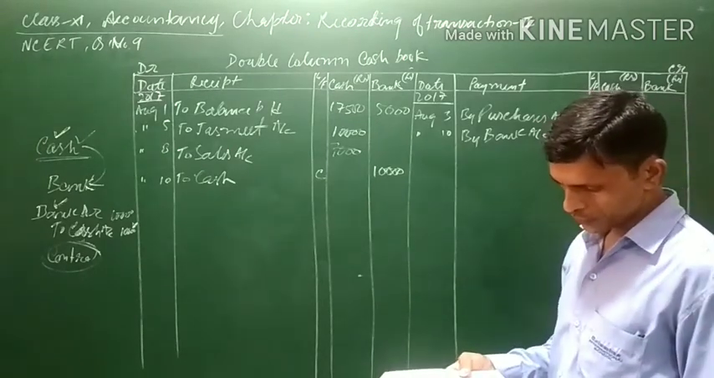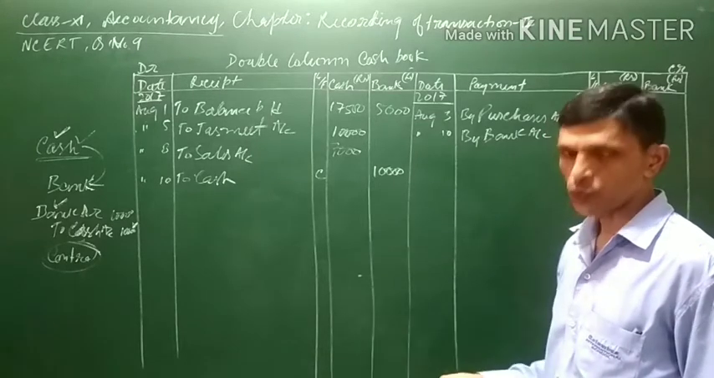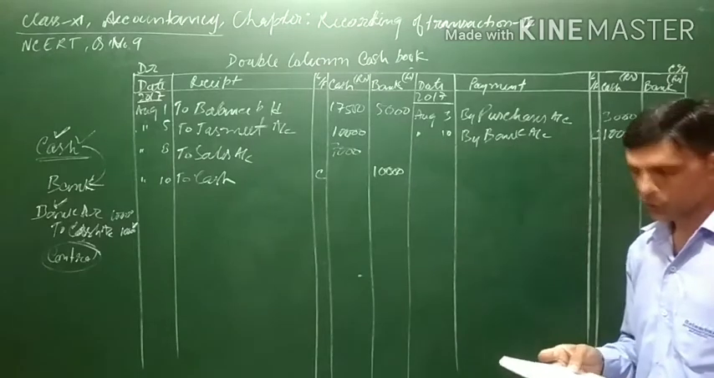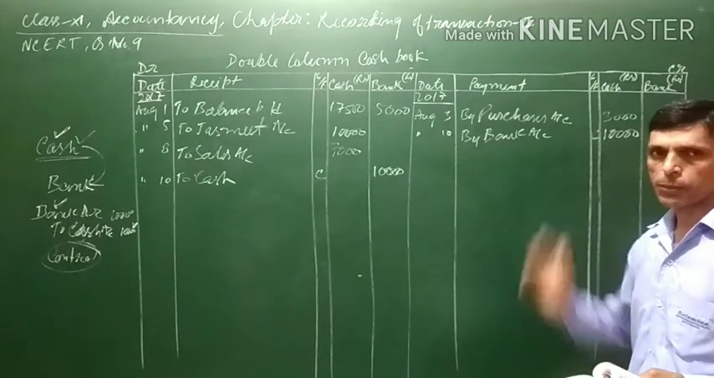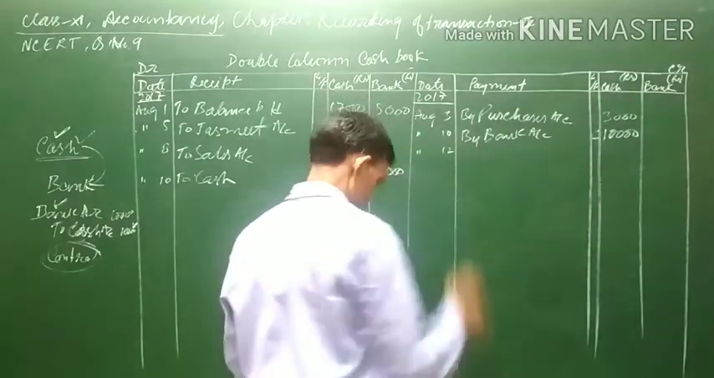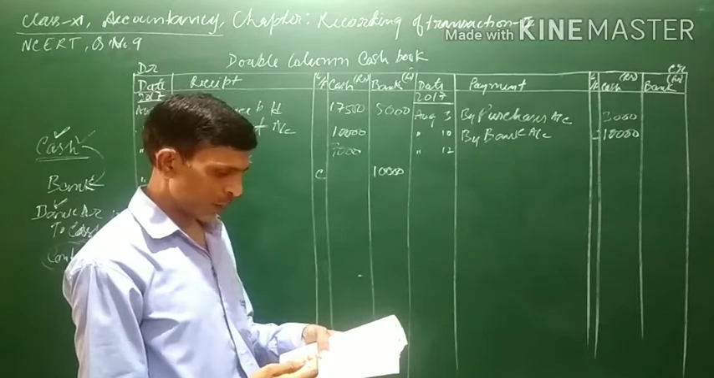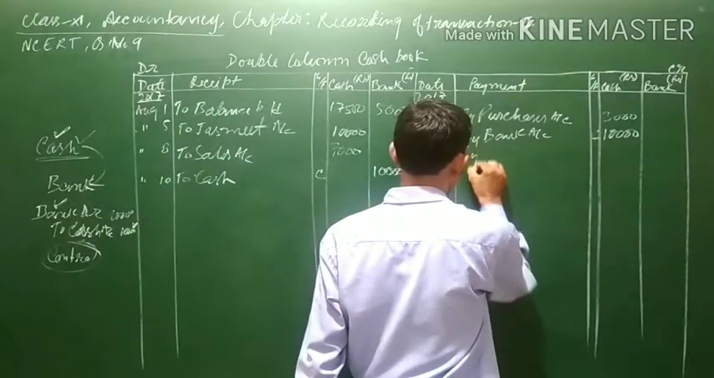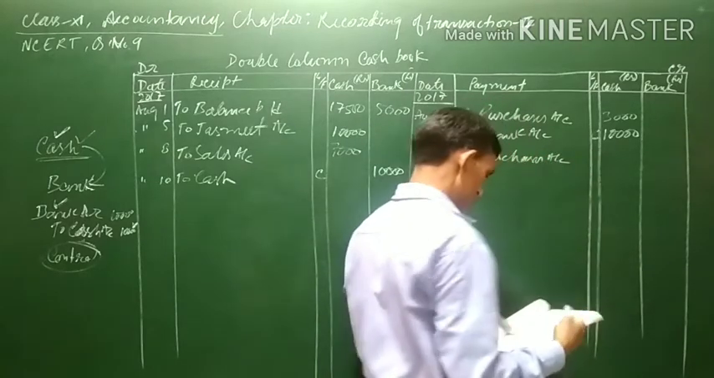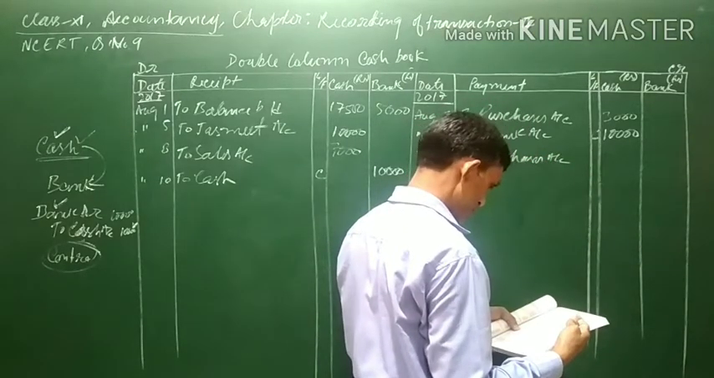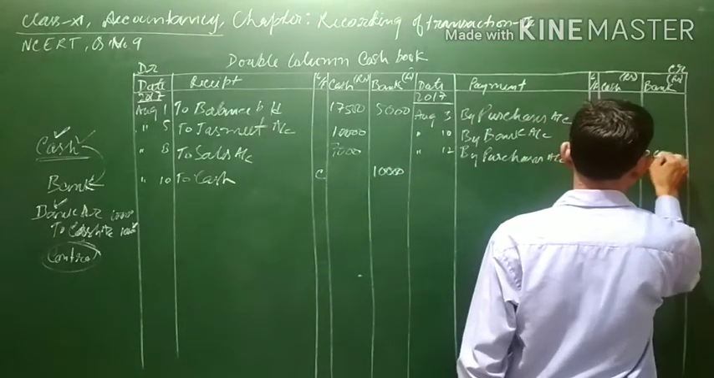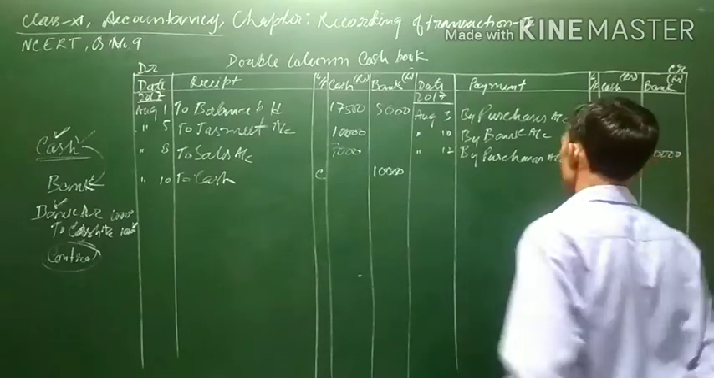Now again, on the 12th, goods purchased and paid by check. Now goods are being purchased. If you are purchasing goods, then you are making payment through check. So the payment will be recorded on the payment side because you are paying by check. So in the cash book on the 12th you are paying through check on account of purchases. So we will be writing by purchases account, and the amount is 20,000. In the bank column we will be writing 20,000.